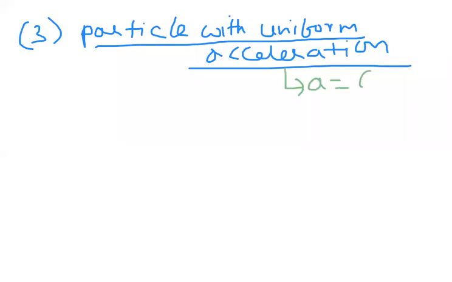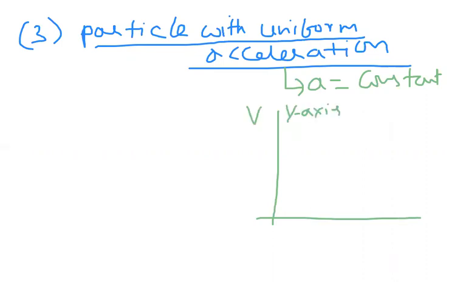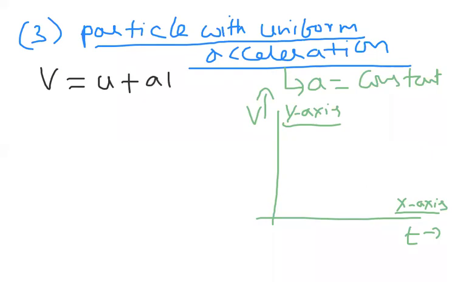Now how to handle this situation? We have to plot the graph for velocity and time. We know velocity is taken on the y-axis and time is taken on the x-axis. Now, what is the equation connecting velocity and time? v is equal to u plus at. Here a is constant. For formality, I am writing it like this: v is equal to at plus u.